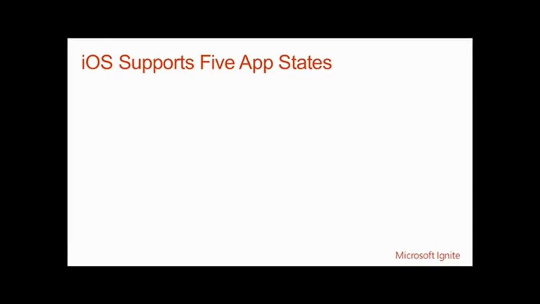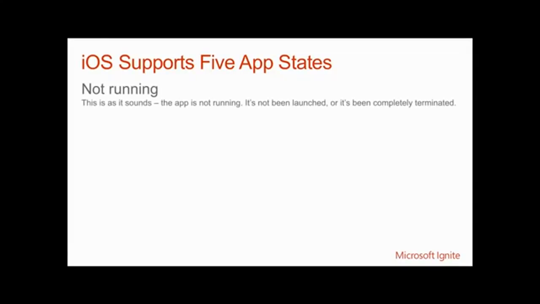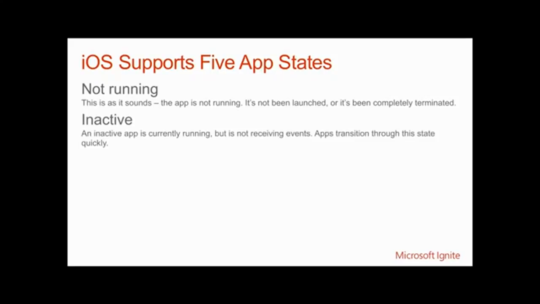So again, I'll start off just touching on some of the life cycle and the 5 different states that iOS can tell us about. And the first one is not running, which is not difficult to figure out what that means. Inactive means the app is running, but it's not receiving events. So in practice, apps transition through this state on their way to another one.